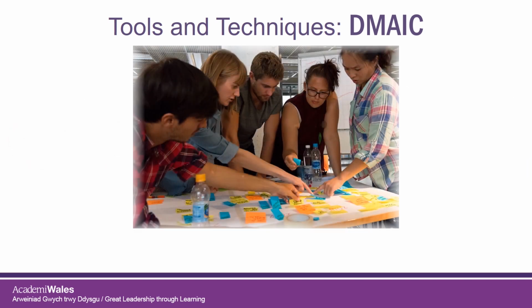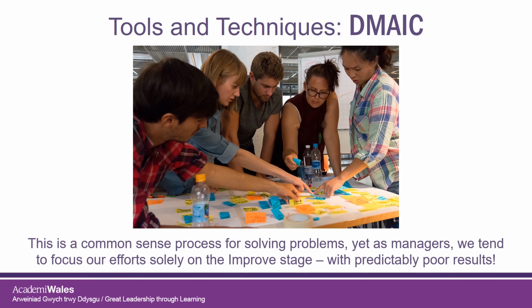At the end of each stage, check with the project champion that the tollgate question has been answered. These can be regular checks throughout the project. This is a common sense process for solving problems, yet as managers we tend to focus our efforts solely on the improve stage, with predictably poor results.